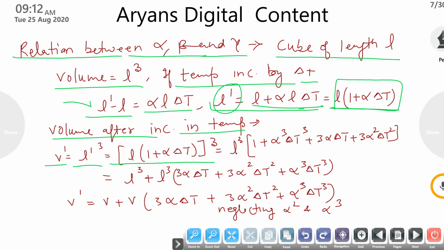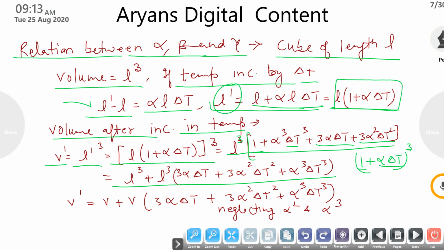Okay, so we can take common L cube from here. L cube can be taken common, then remaining is 1 plus alpha delta T. Now, we have to take simply its cube, and you know very well the formula for A plus B whole cube: A cube plus B cube plus 3A square B plus 3AB square, that I have done here. Simply 1 plus alpha cube delta T cube plus 3 alpha delta T and 3 alpha square delta T square. Now, I simply open this bracket, so this will come out.